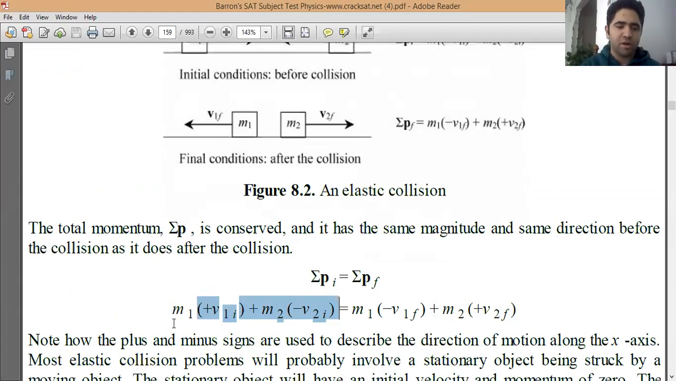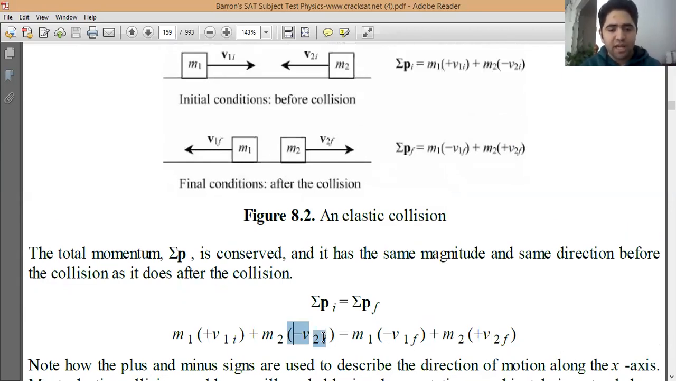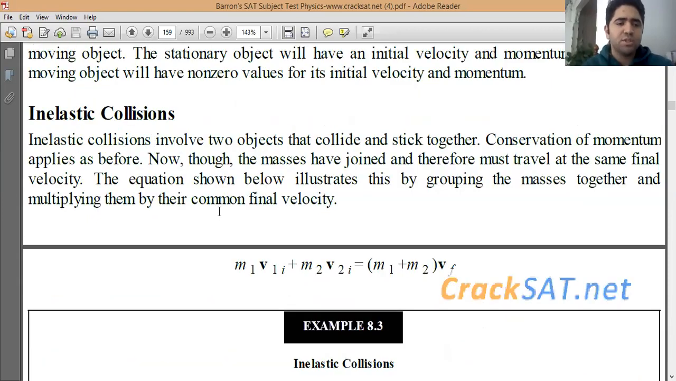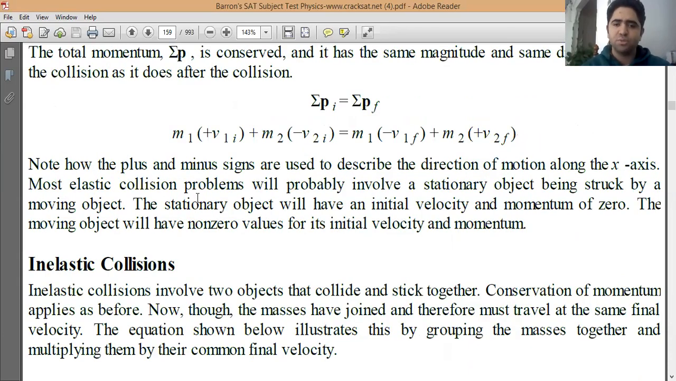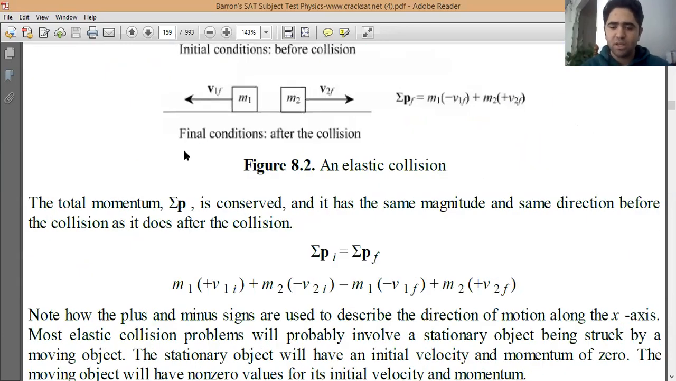Okay, this is the first part. After the collision, mass 1 multiplied by negative v1f because it's already collided. Here, we're hitting each other, we're leaving. Plus mass 2 times v2f. And notice here, v2 was negative, now it became positive. There's been a change in direction. Hopefully you understand that. So now we move on to inelastic collisions. Well, before we move on to inelastic collisions, there's a point I want to add here. This very small point.